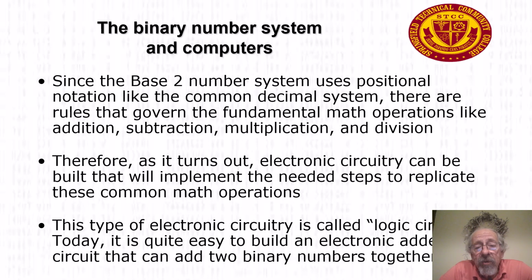Since the base 2 number system uses positional notation, like the common decimal system, there are rules that govern the fundamental math operations like addition, subtraction, multiplication, and division. Therefore, as it turns out, electronic circuitry can be built that will implement the needed steps to replicate these common math operations. This type of electronic circuitry is called logic circuitry. Today it's quite easy to build an electronic adder circuit that can add 2 binary numbers together.